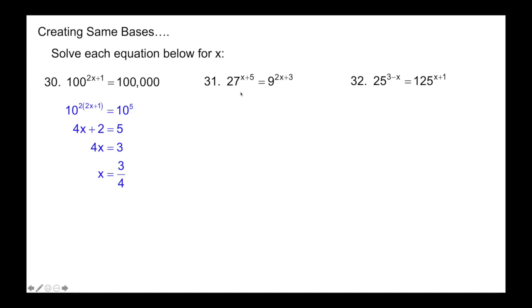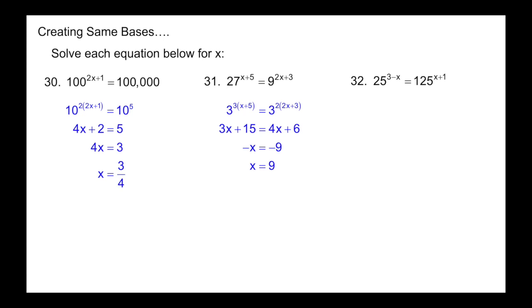For 31, again, if I look at 9, 9 is not going to work for both of these. Because if I tried to do 9 squared, that's 81, so it's too big. So I'm going to have to go with 3's on this one. 27 is the same thing as 3 to the 3rd. I'll be distributing that in. 9 is the same thing as 3 squared, and I'll be distributing that in.